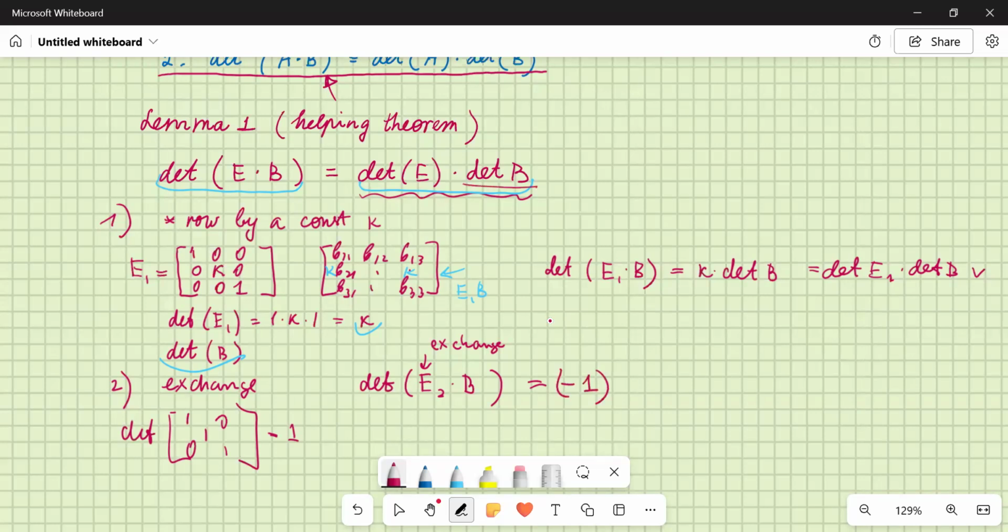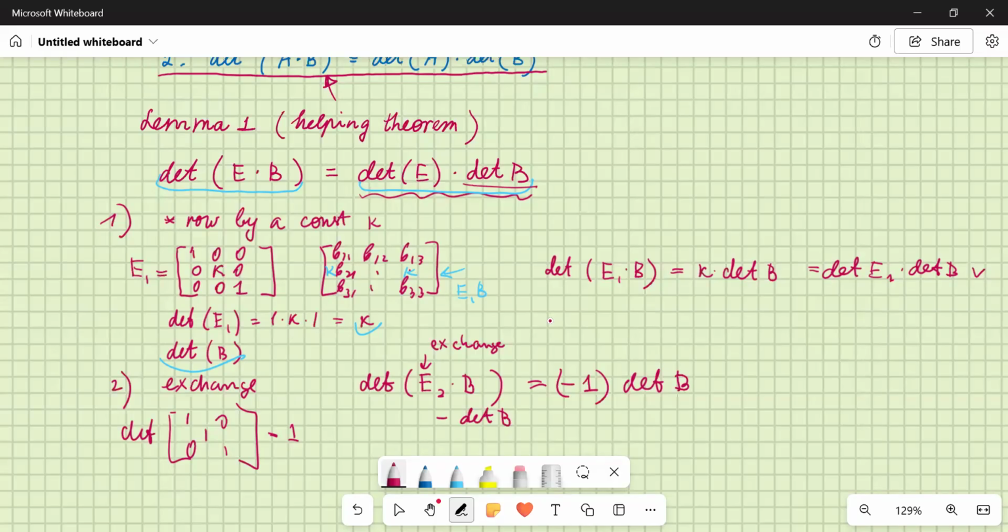And this one, determinant of B, is going to be just determinant of B. What is going to happen over here when we exchange rows? When we exchange rows in B matrix, if we multiply this elementary exchange matrix by B, we are going to have exchanged rows. And when you exchange rows, the determinant changes to minus. So this one equals negative determinant of B.